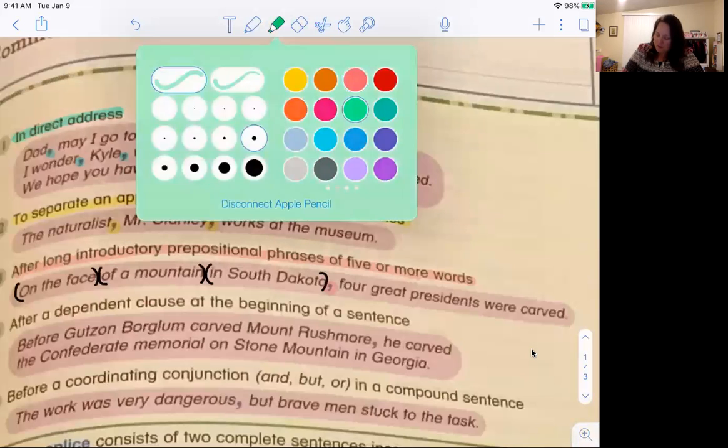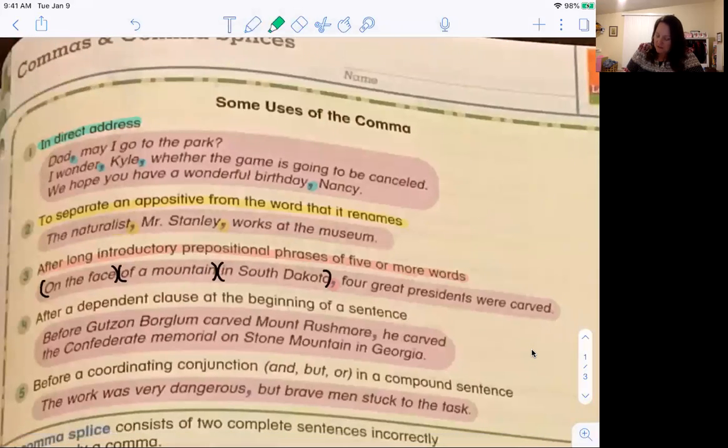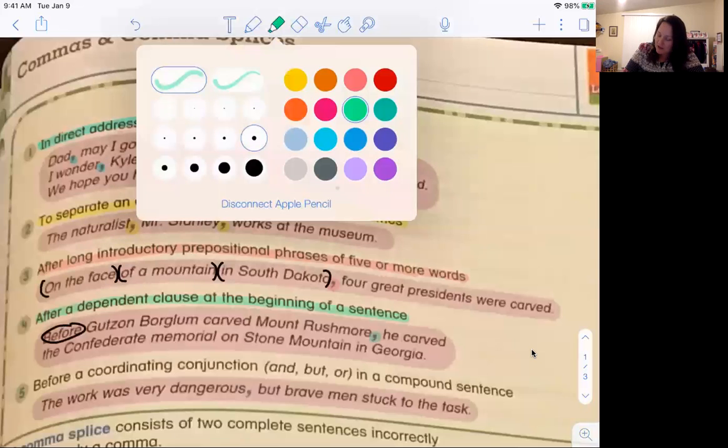Number 4, after a dependent clause. What are dependent clauses? Subordinating conjunctions. After a dependent clause at the beginning of a sentence: "Before Gutzon Borglum carved Mount Rushmore, he carved the Confederate Memorial on Stone Mountain in Georgia." We know that's a dependent clause, just a little bit of back review, because it starts with a subordinating conjunction, before. Good.